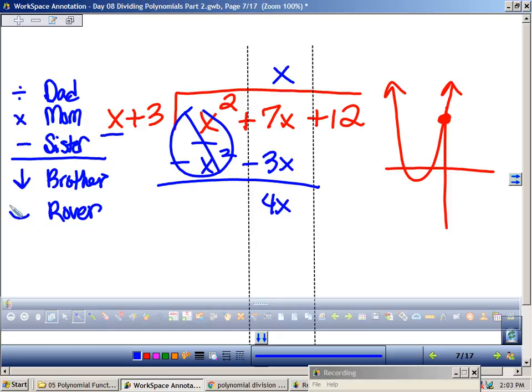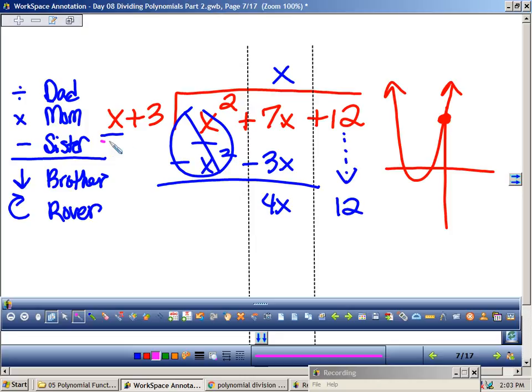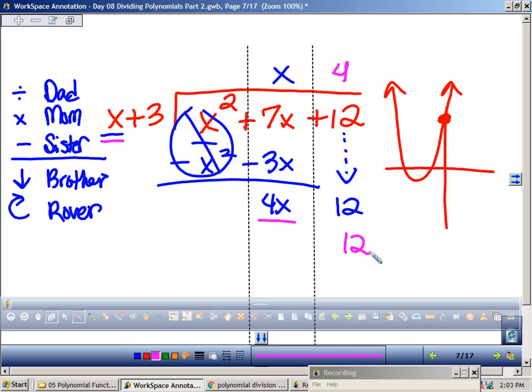Rover, which is repeat. Okay, so I've got 4x, so now I need a brother bring down. And I've got 12. So now I ask myself, how many times will x go into 4x? Or what times x makes 4x? We could say that as well, which is 4. 4 times 3 is 12. And 4 times x is 4x.